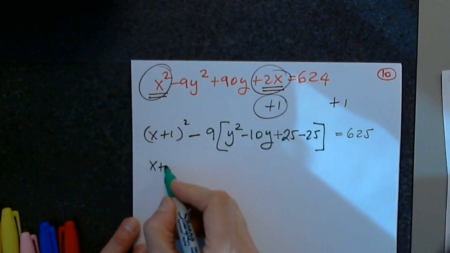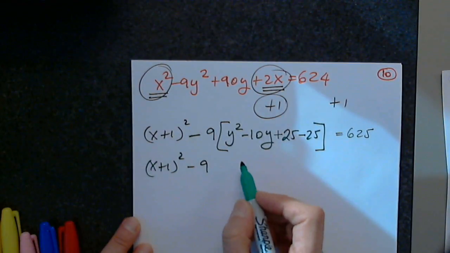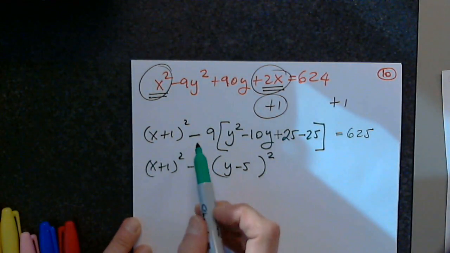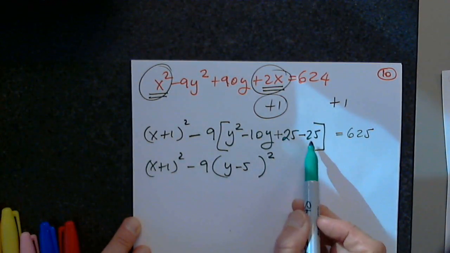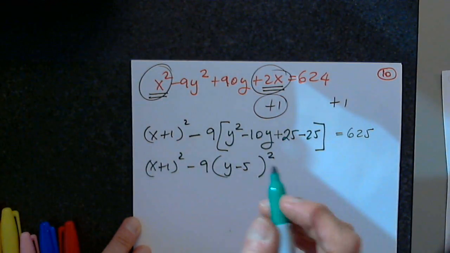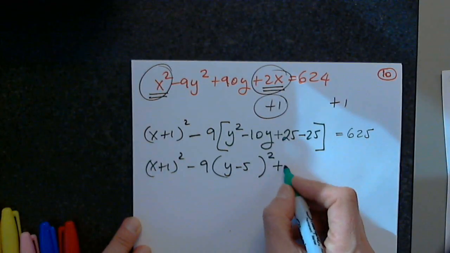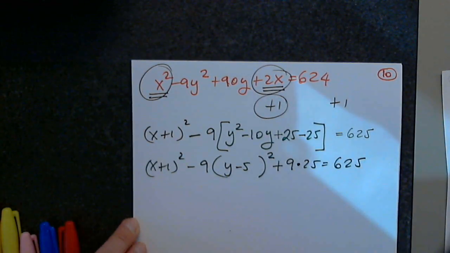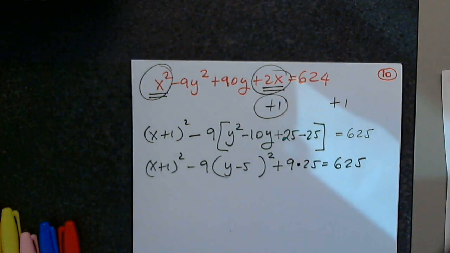So then I have the x plus 1 squared, I have the 9, I have in parentheses y minus 5 squared, and then I have to multiply negative 9 by negative 25. So positive 9 multiplied by 25 equals 625. Is this step clear?